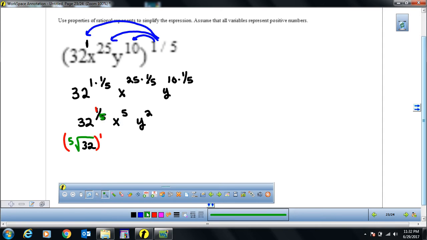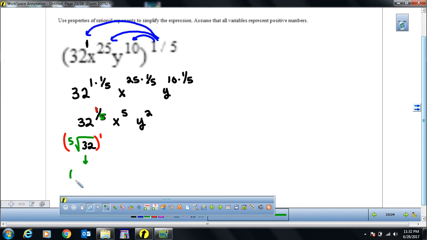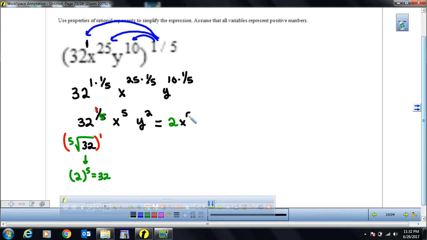Now, what does the 5th root of 32 mean? It means that we're trying to find a number that when raised to the 5th power, it equals 32, and that number is going to be 2, since 2 to the 5th power is 32, right? So the solution for this problem is going to be 2, which is the 5th root of 32, and then x to the 5th power, y to the 2nd power. And that's the solution for this power of a product rule.